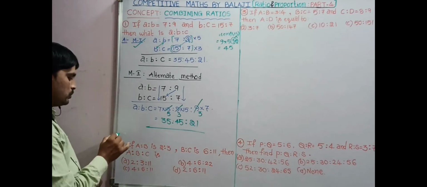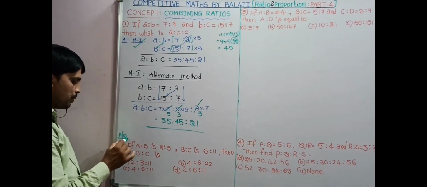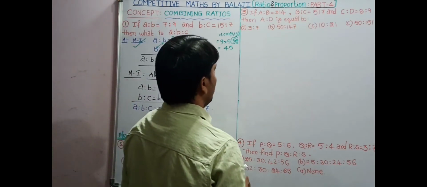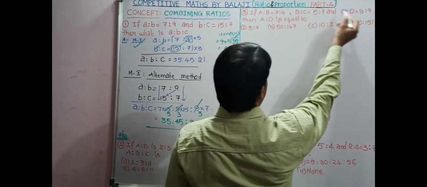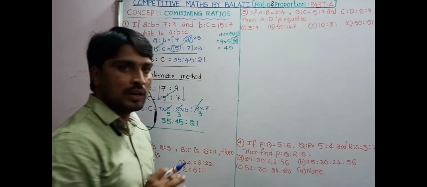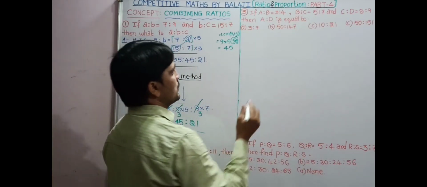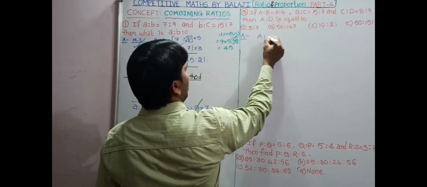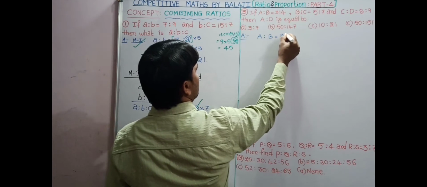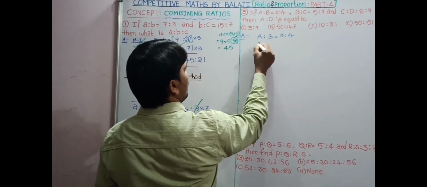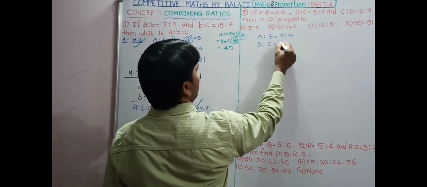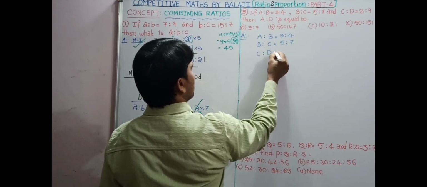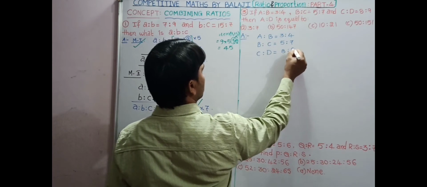So the second problem is homework for you. Try it yourself. Third question: here we are given 3 ratios, and we have to find the combined ratio of these 3 ratios. Given A is to B is 3 is to 4, B is to C equal to 5 is to 7, C is to D equal to 8 is to 9.